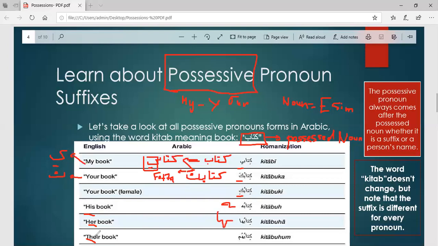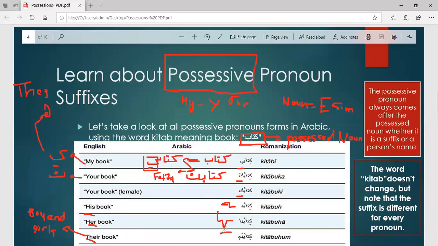Their book, their in general. Their, if you're talking about the book of a group of what? Boys and girls, or boys only. So their book, usually when we say they, what does they in the third point of view mean? They is whom, yes? So here, their means whom.